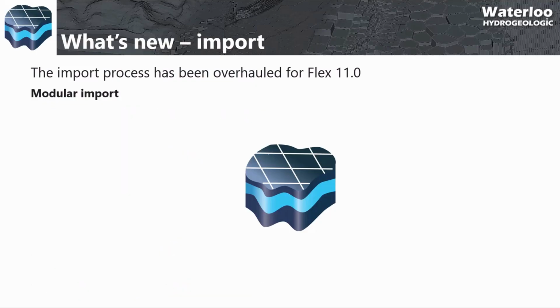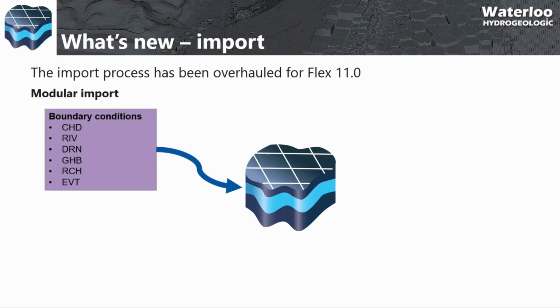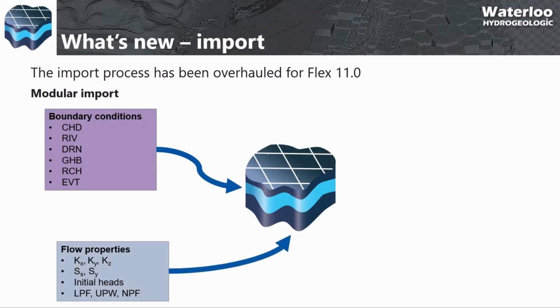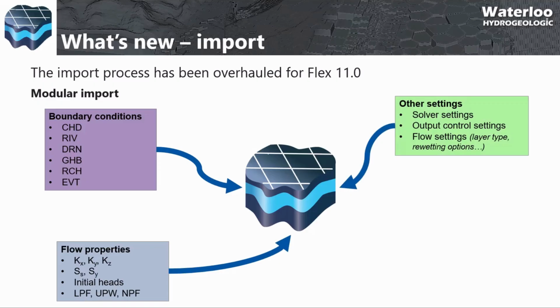Other model elements are now also imported modularly. For example, the listed boundary conditions may now be brought in individually, as are the flow properties such as hydraulic conductivity and the initial heads, which we support for the LPF, UPW, and NPF packages, which are the most commonly used ones. For the first time, we now support importing solver settings, output control settings, and flow settings such as layer type and rewetting options.